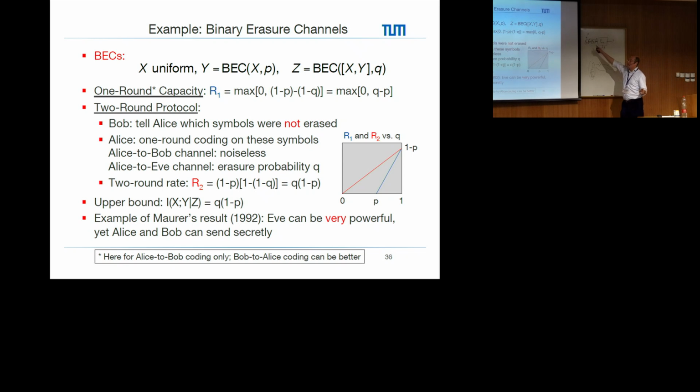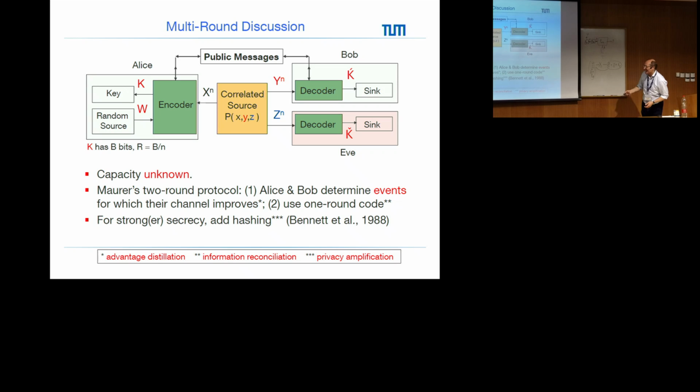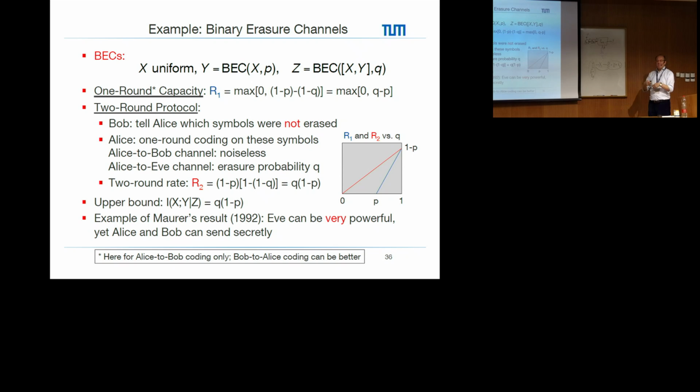You're sending something in public, you agree on looking only at some symbols, and that creates a new channel. The whole goal of designing these protocols is called, I always forget the name, gosh, I have to go back, advantage distillation. The whole point of these advantage distillation protocols is to come up with methods to send back and forth to create a new statistical situation where the Alice to Bob channel is really good. So you're conditioning on events.